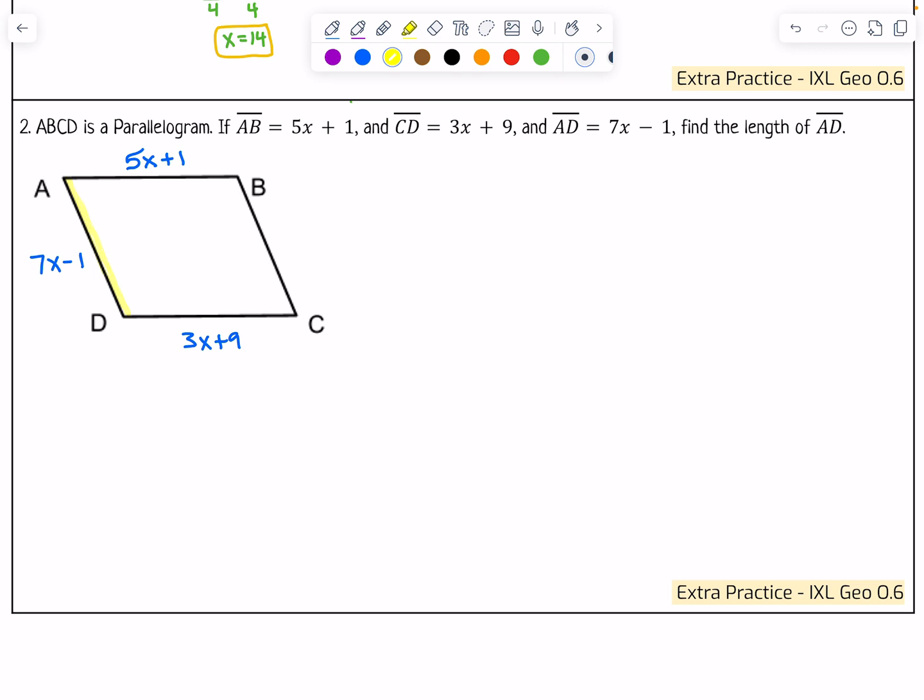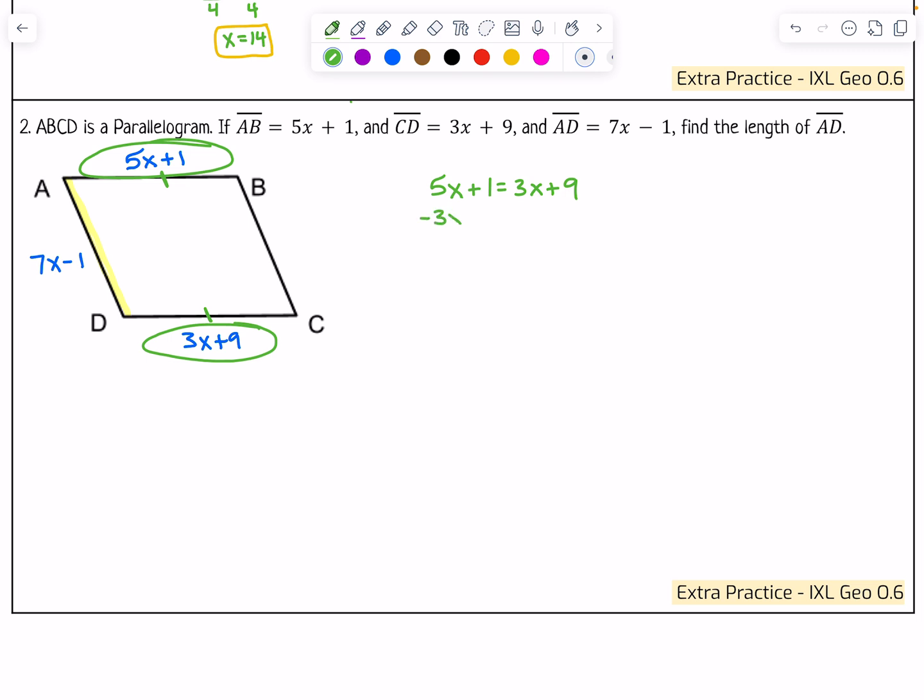But what we know about parallelograms is that opposite sides are congruent. So we need to use the two that are opposite of each other to get started. So we've got to say that AB would equal CD. So 5x plus 1 would equal 3x plus 9 is going to help us solve for x. And then we can use that to answer the final part of the question.